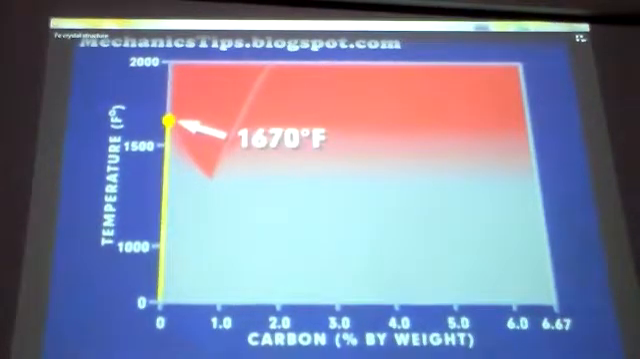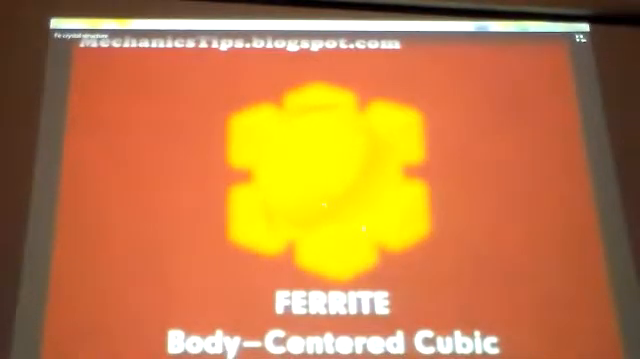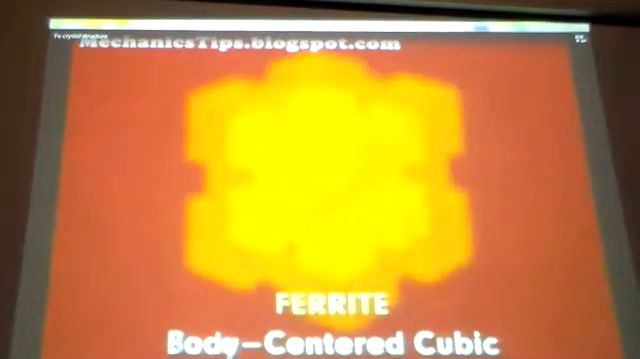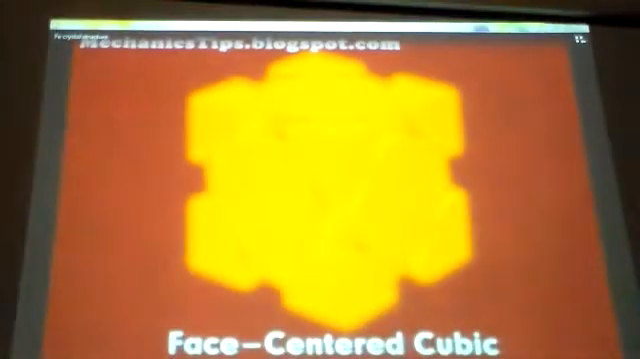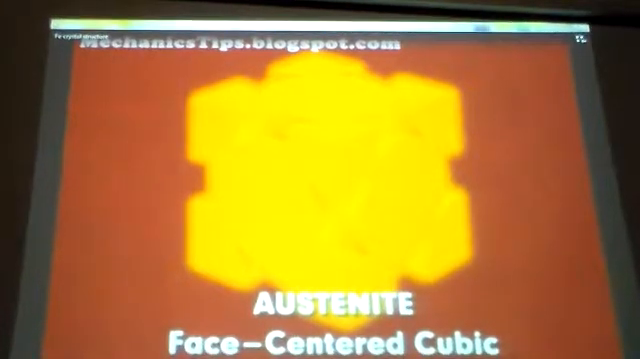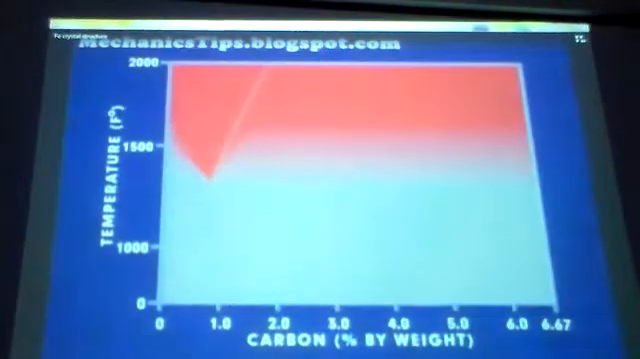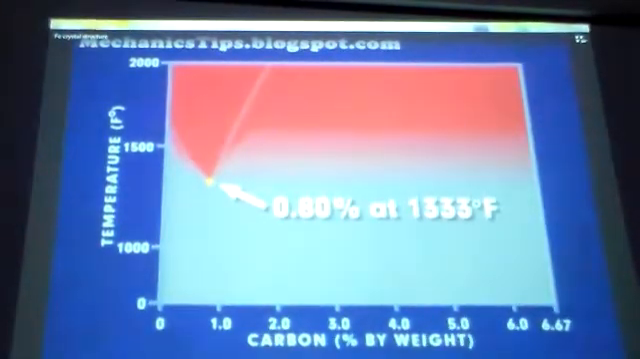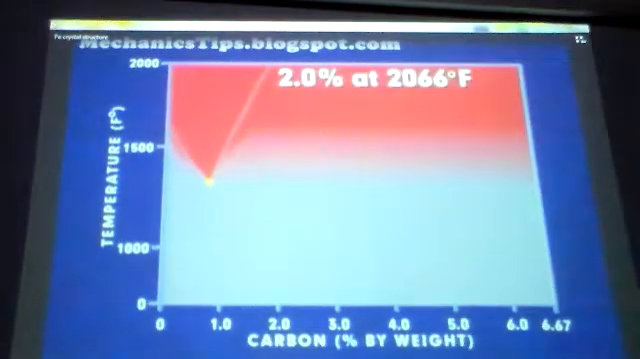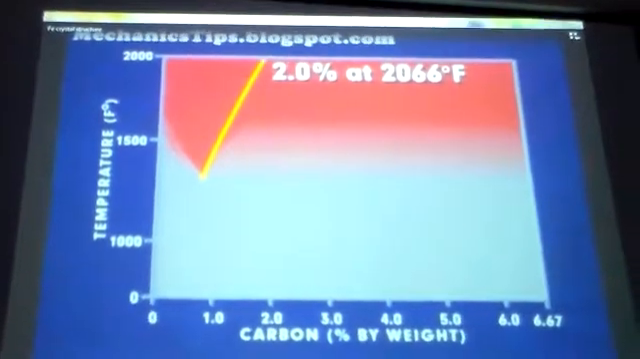When heated to 1,670 degrees Fahrenheit, ferrite's body-centered cubic crystal structure rearranges itself into a face-centered cubic structure known as austenite. This transformation to austenite is an important phase in the heat treatment of steels. Austenite's crystal structure allows it to absorb up to 0.80% of carbon at 1,333 degrees Fahrenheit, increasing to a maximum of 2.0% at 2,066 degrees Fahrenheit.